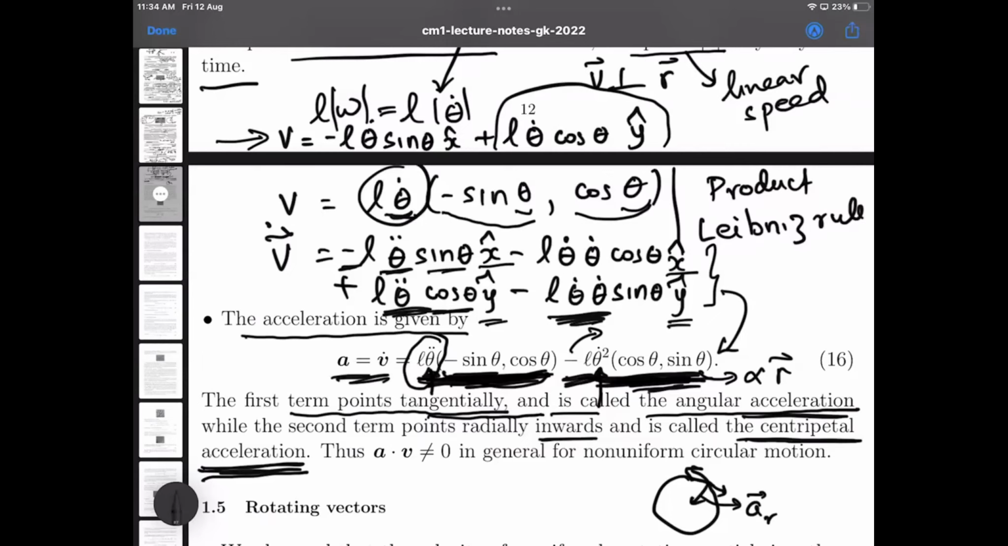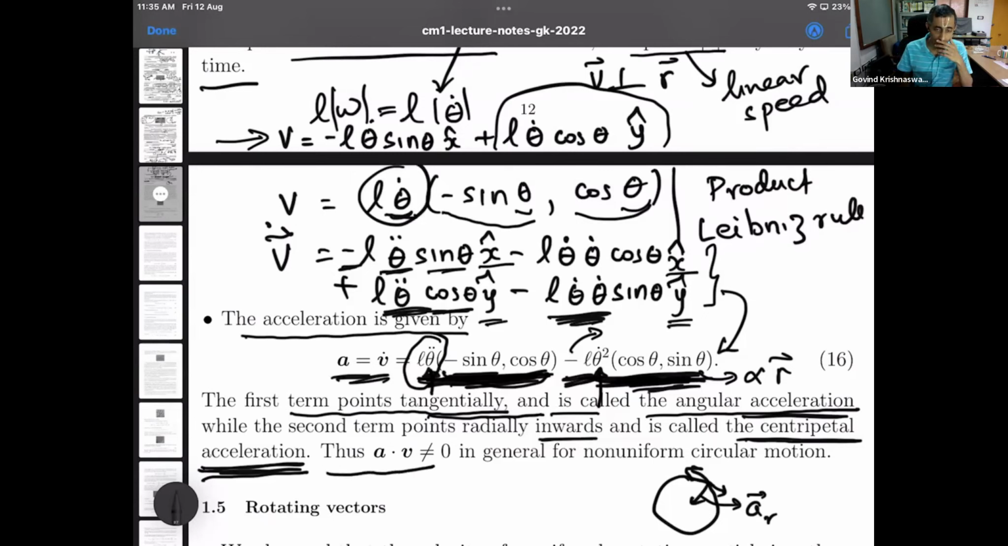Any question about this? So we come to the interesting conclusion that the acceleration for a particle moving non-uniformly around a circle is in general neither tangential nor radial. It is some combination of the two. You can use your parallelogram to create the actual acceleration vector. Acceleration does not have to point inwards, it can point in some oblique direction. And moreover, the dot product of acceleration with velocity is not zero for non-uniform motion.